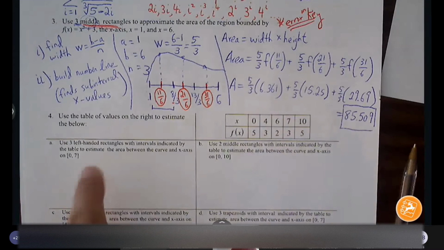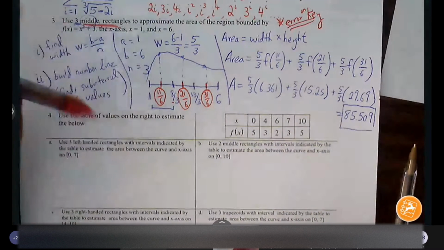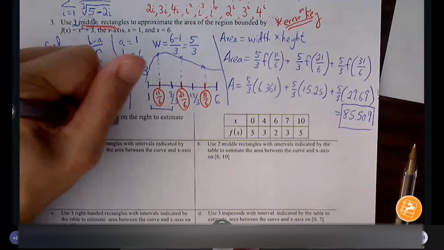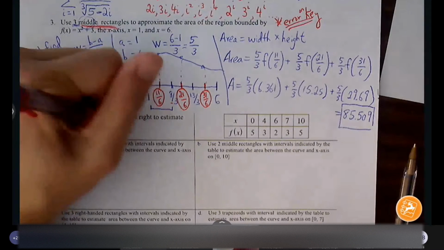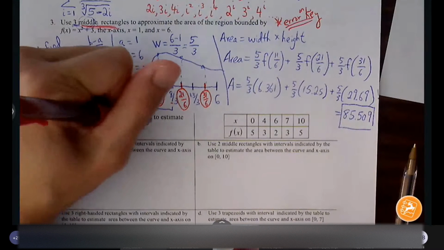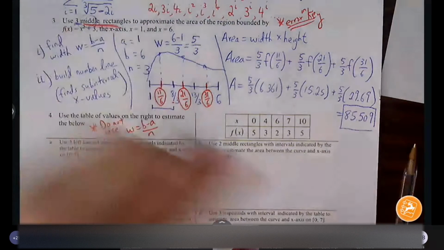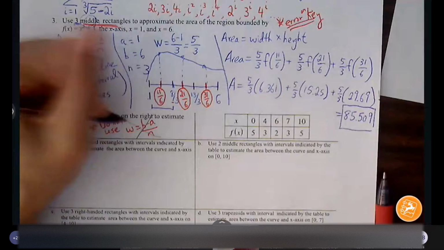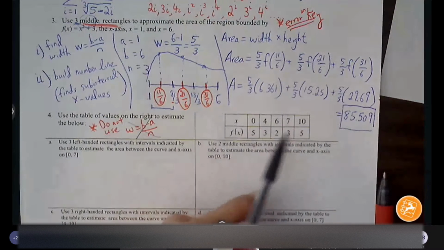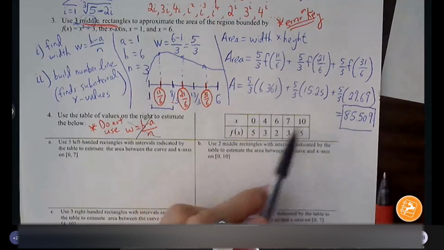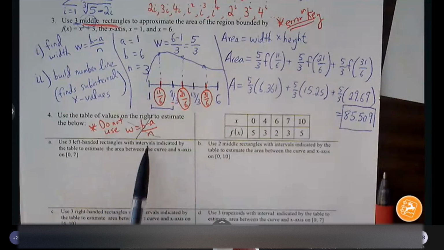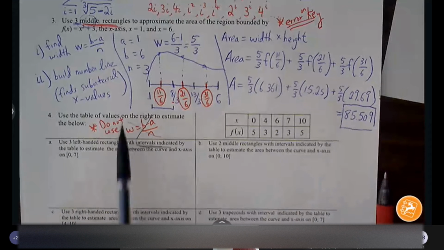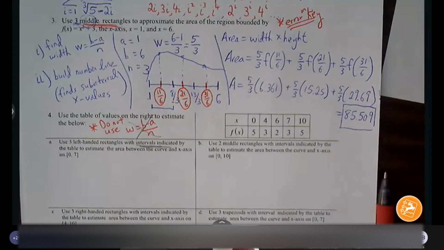And so something that we need to make sure that we don't do is use your width formula. We use the width formula if the width is not predetermined and we're trying to create a common width or shared width, but everything is given to us within these tables, so we want to use the intervals indicated by the table. So make sure we don't use that width formula here.